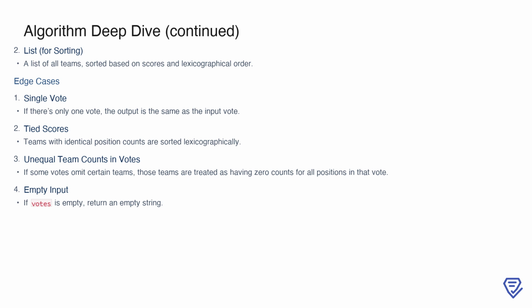When votes have unequal team counts, teams not appearing in a vote are treated as having 0 votes in all positions. Finally, if the input is empty, meaning there are no votes, the output is simply an empty string. These considerations ensure the algorithm is robust and can handle any input edge case gracefully.